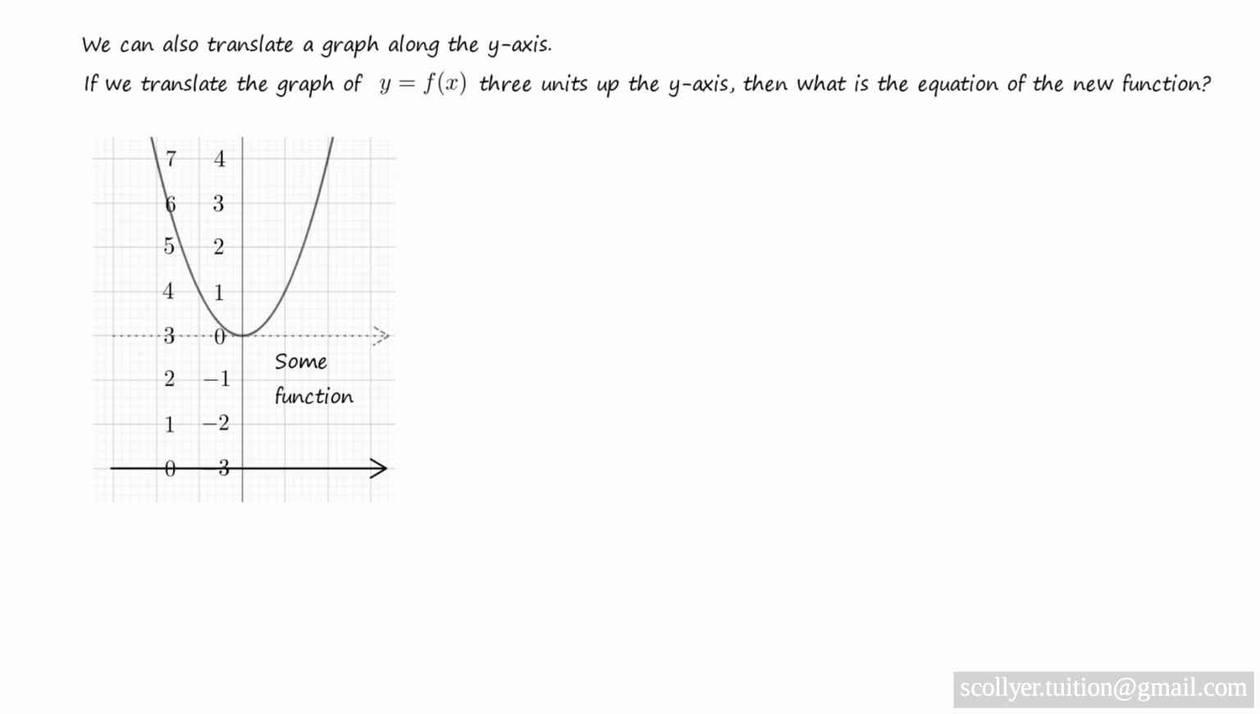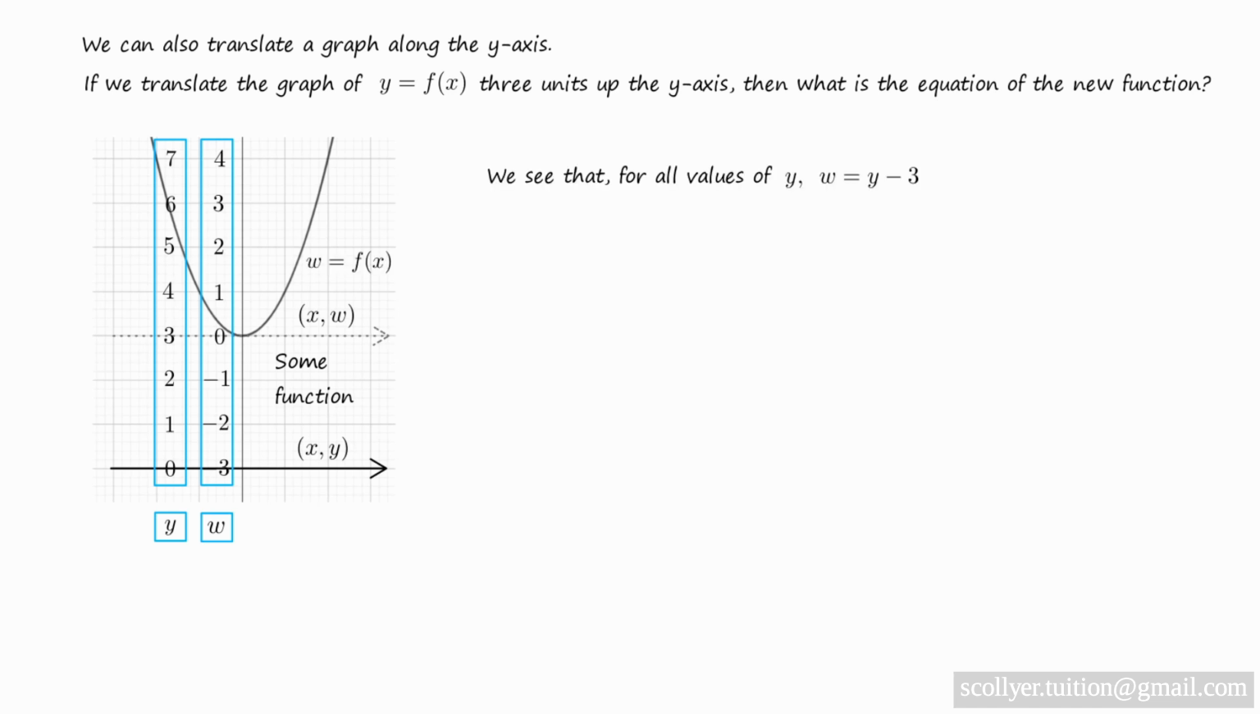Here we have a shifted vertical axis, where the 3 on the shifted axis corresponds to 0 on the original axis. We call the shifted axis y and the original axis w. And so we have an xw axis system and an xy axis system. And in the xw axis system, the graph has equation w equals f of x. Now we can see that for all values of y, w equals y minus 3.